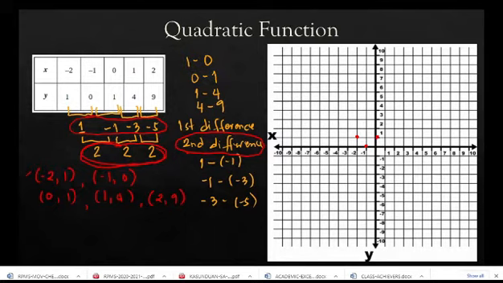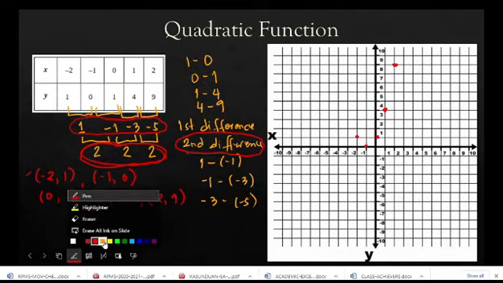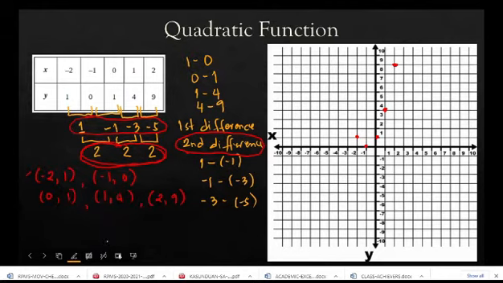Okay, so if your answer is quadrant 1, that is correct. 1, 4 is located at quadrant 1. So, positive 1 for the value of x, and then 4 for y. And then, we have 2, 9, which is also in quadrant 1. Positive 2, and then positive 9 for y. And then, let us connect these points.